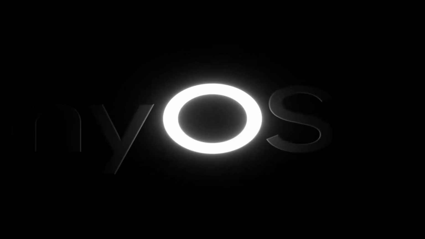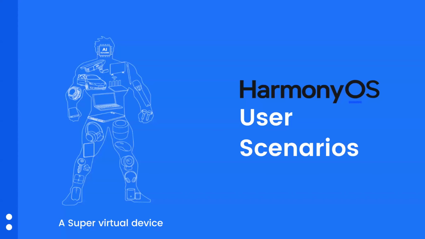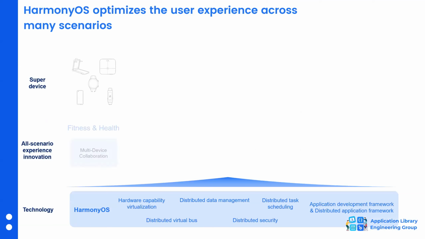So Harmony, as we all know, it's a next generation operating system with a distributed architecture, and which supports a wide range of smart devices. The whole idea and theme behind HarmonyOS is one as all and all as one. So all the smart devices together put as one. That is the whole concept of HarmonyOS in simply put way. So today, let's see how it is done.